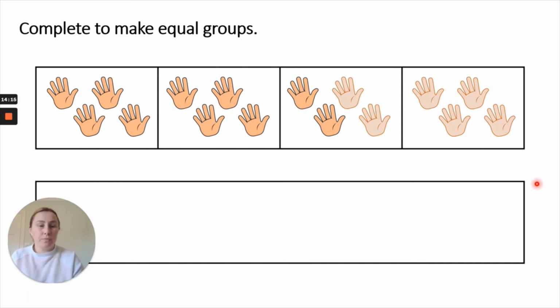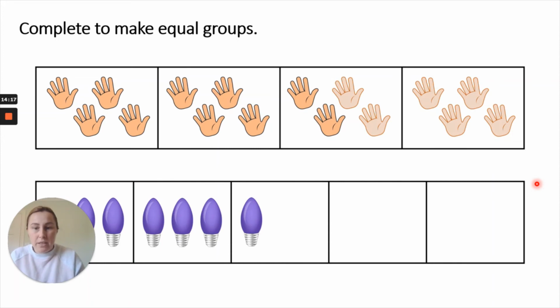What about this one? The first one has 3 bulbs. The second group has 3 bulbs. What about my third, fourth, and fifth group? How many bulbs do I need to draw? The third group has already got 1 bulb, but the fourth and the fifth have no bulbs in. Pause your video and draw in some more bulbs.